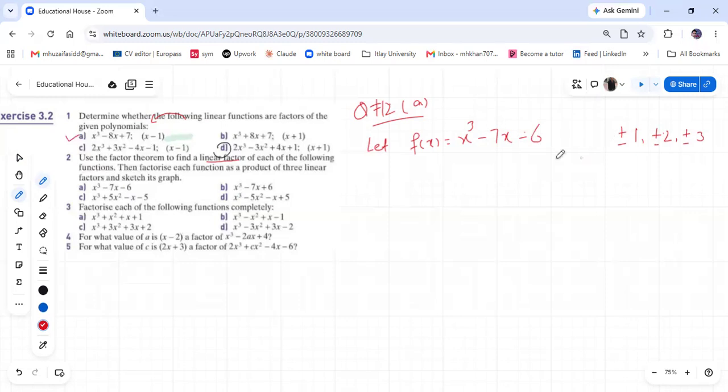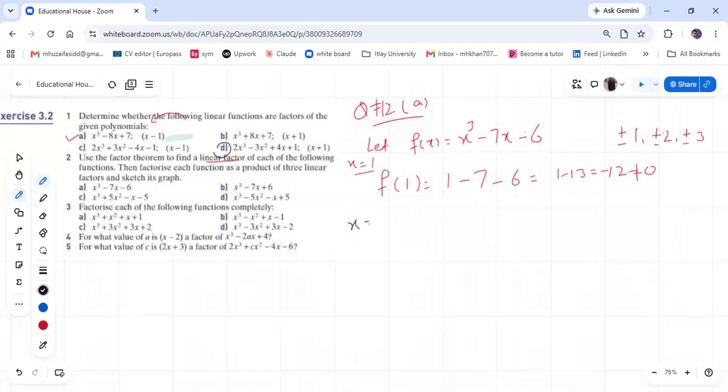So if we set x equal to 1, this is 1 to the power 3, this is minus 7, and this is minus 6. Look at it here, this is 1 minus 13, which is equal to minus 12. This is not equal to 0. So here we set x equal to 1, and we skip that point.